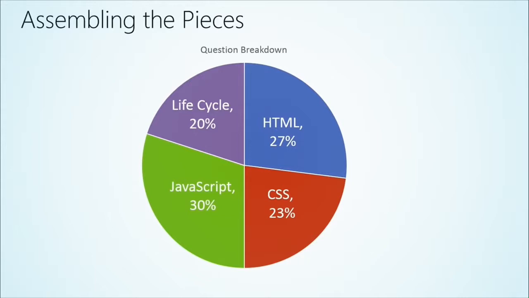And you can see that JavaScript has the biggest percentage, 30%, followed pretty closely by HTML. Now, that doesn't necessarily mean, though, that JavaScript is more important than any of these other topics. It just has more meat in it. It has more stuff to cover. And I think we saw that through some of the demos that we did. So absolutely. Yeah, and then we've got CSS and lifecycle.